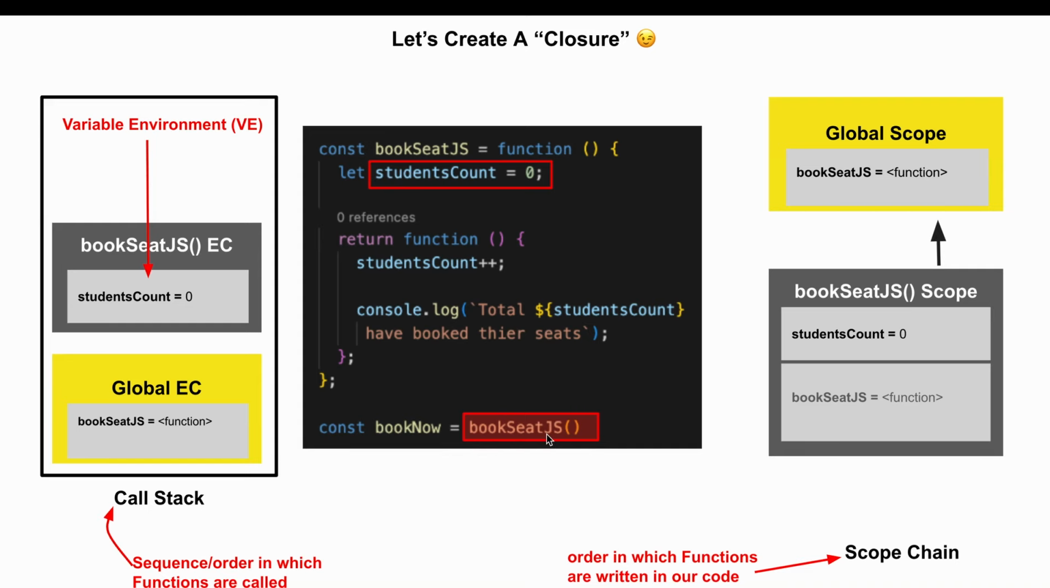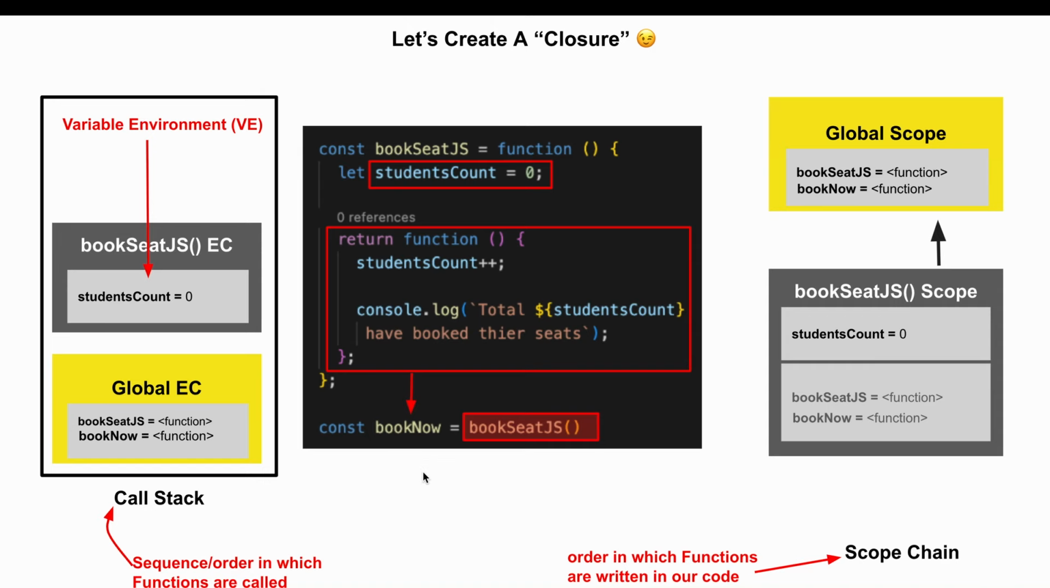So now after calling this function, as you can see, it is returning a new function. So this whole piece of code will get stored into this particular bookNow variable. That means in the global execution context, we have some other data in the variable environment, which we can access in bookseed.js as well. As you can see, this can access bookNow as well as bookseed.js, and in the global execution context we will have access to the data of the variables which we have declared here.